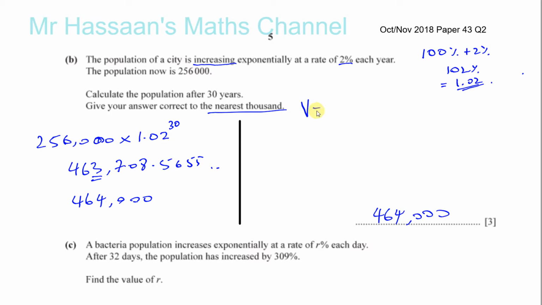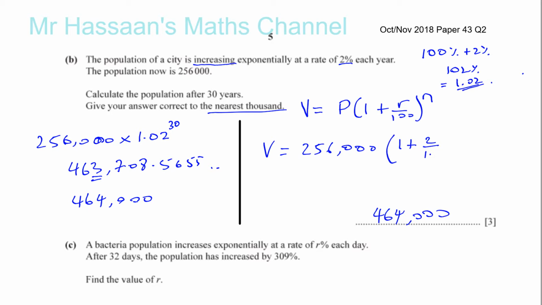So they say the new value is equal to the original value times 1 plus the rate of increase over 100, to the power of the number of times it increases. It's basically the same thing that we've done here. That's basically how you find the multiplying factor. So the new value is equal to the original value, which is 256,000, times 1 plus the rate, which is 2 over 100. This is what gives us 1.02 basically, to the power of n, which is the number of years that it increases, which is 30.